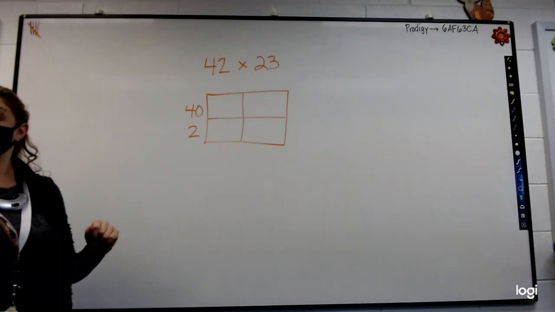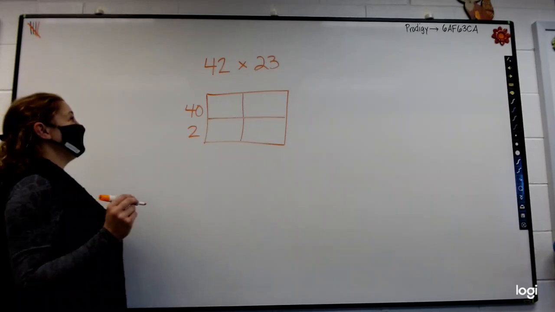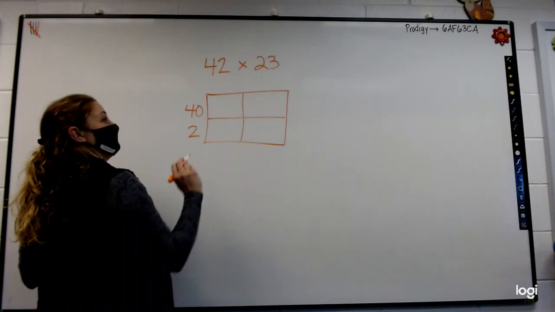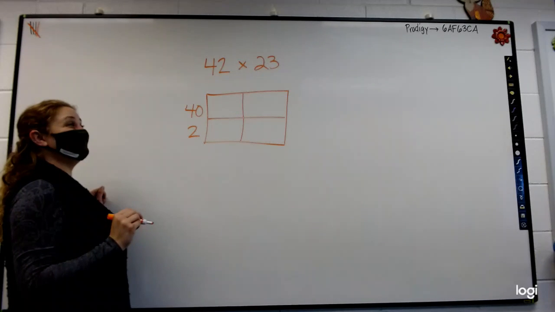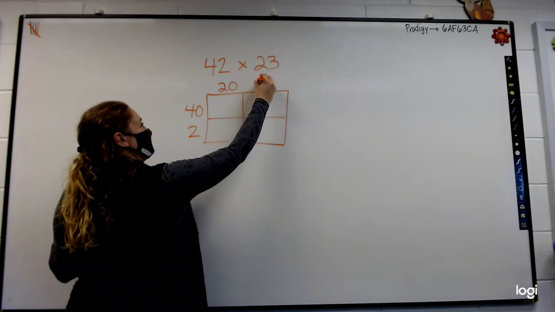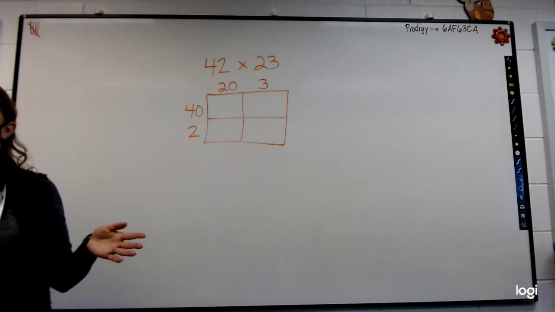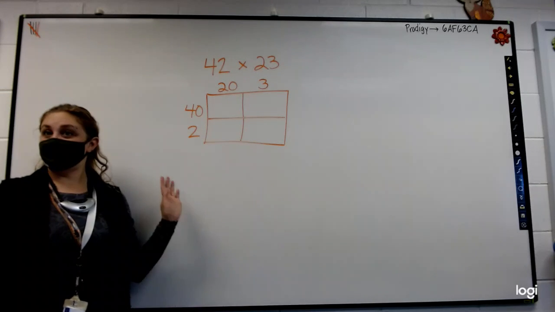All right, my 23, how do I break that apart? Quentin? The 23. I'm going to take that 2 and make it a 20, and that 3 stays a 3. Perfect. Okay. That's the whole setup. You got the whole setup done. Any questions about how to set that up?